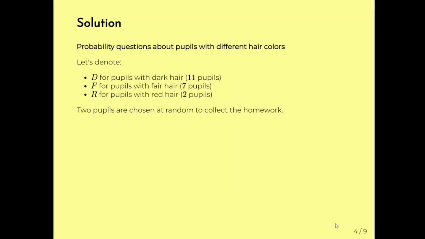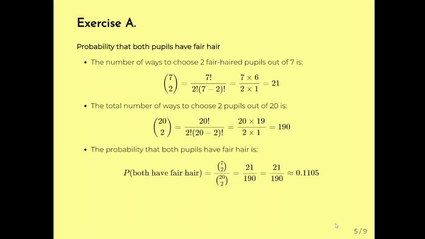So let's just look through the problem and digest it a little bit. Let's denote D for students with dark hair, and that's 11 pupils, F for pupils with fair hair, which is 7 pupils, and R for pupils with red hair, which is 2 pupils. I'm using pupil and students interchangeably, but really I should just stick with pupils. So 2 pupils are chosen at random to collect the homework. We have D, F, and R there, with counts of 11, 7, and 2, and that adds up to 20. What is the probability that both students have fair hair?